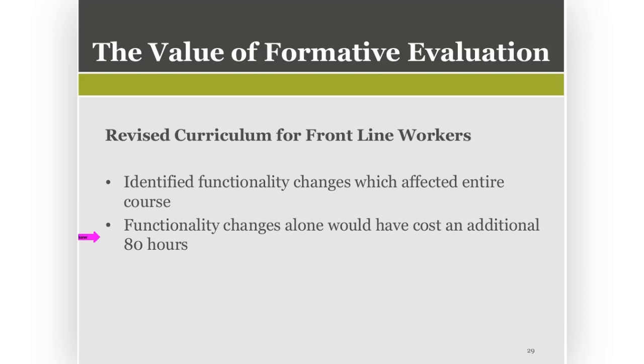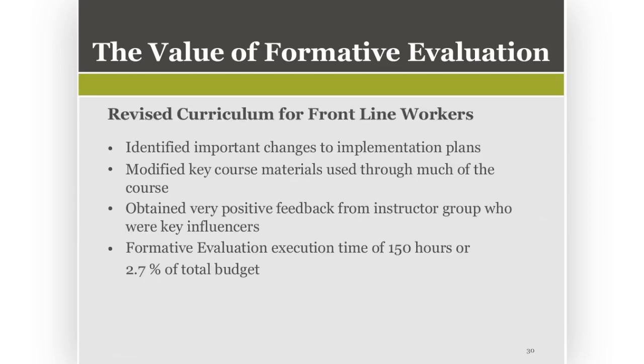So that was basic. There are things wrong. This is not how the system works, and we got those changed. And by doing it with a prototype before we got into the entire project, we saved about 80 hours of development time. Additionally, we identified some important changes to the implementation plans. As we worked through a lot of the classroom components in a learner tryout, we found out that we made some wrong assumptions about how this should be implemented. We were able to fix those.